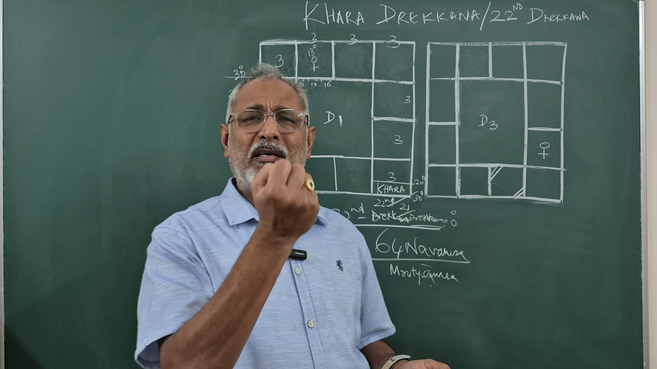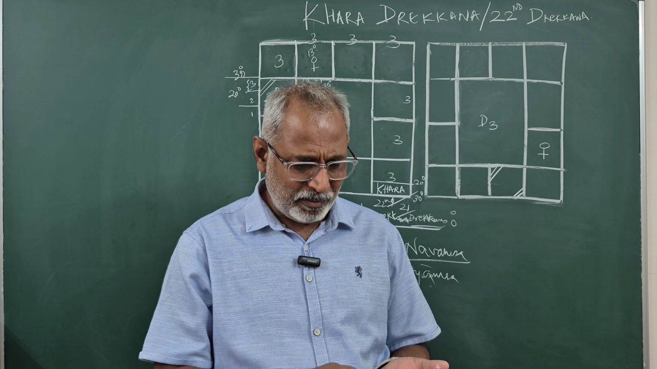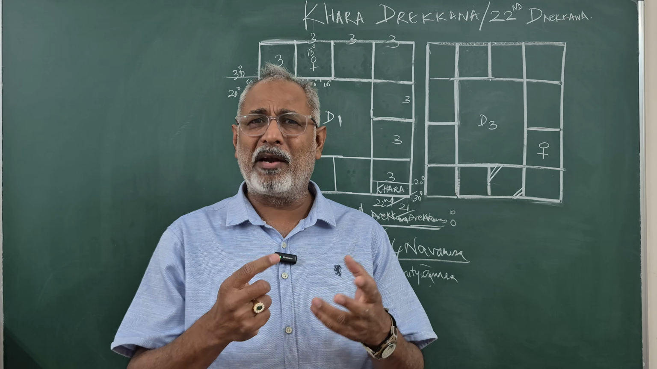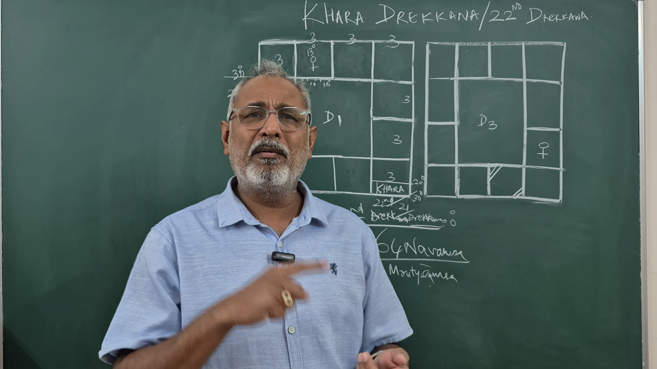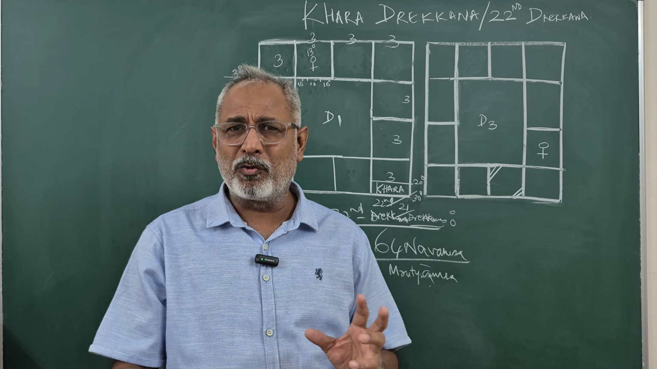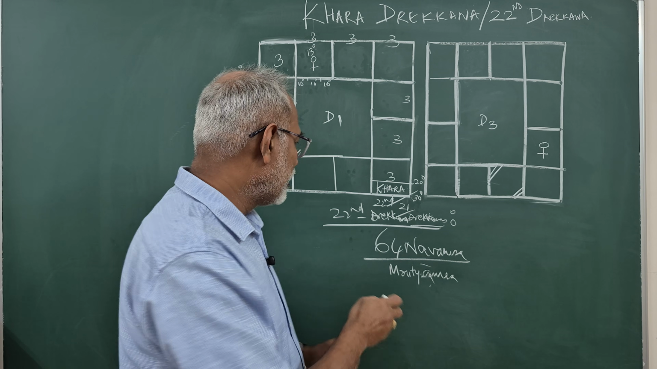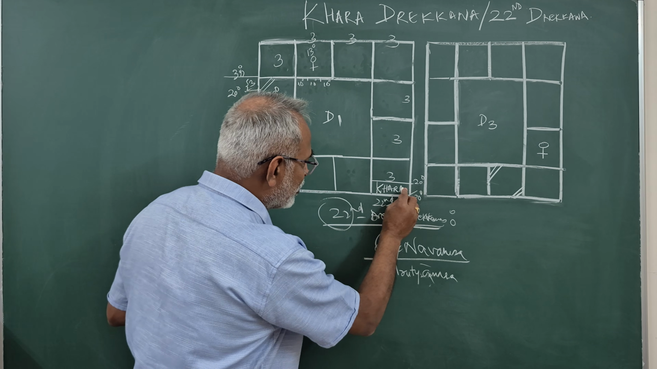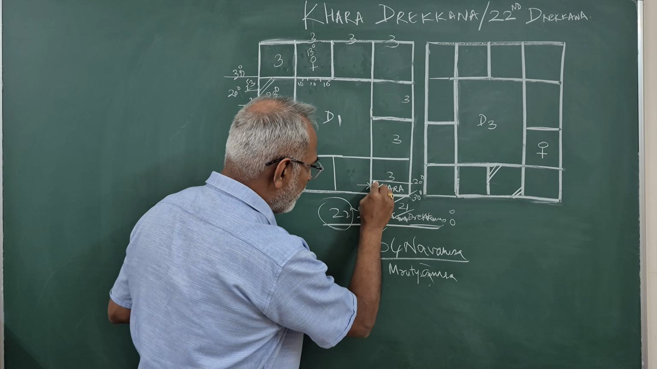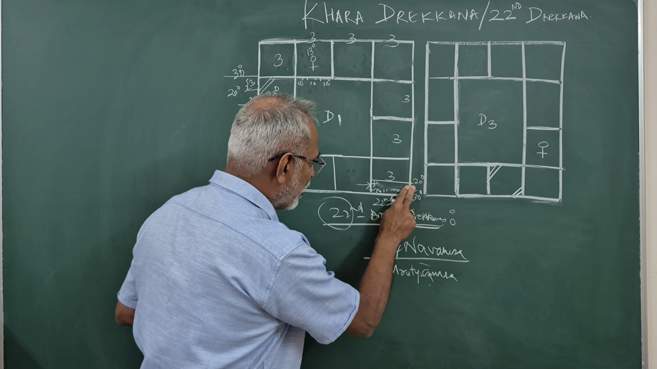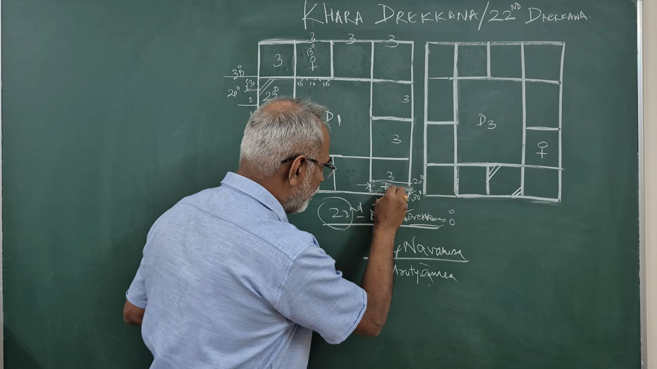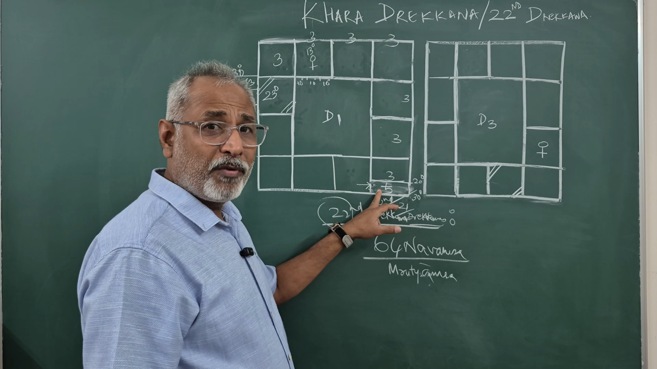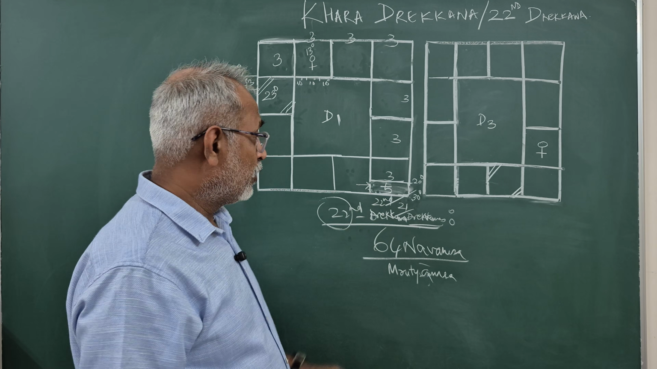So when there is a tough planet like Saturn, particularly because Saturn is Ayukaraka, the planet which gives longevity, and planets like Rahu and Ketu, which are transiting over the 22nd Drakana. For example, in this case, if Saturn is transiting over this place in the Khara Drekkana, it will take a lot of time for it to transit.